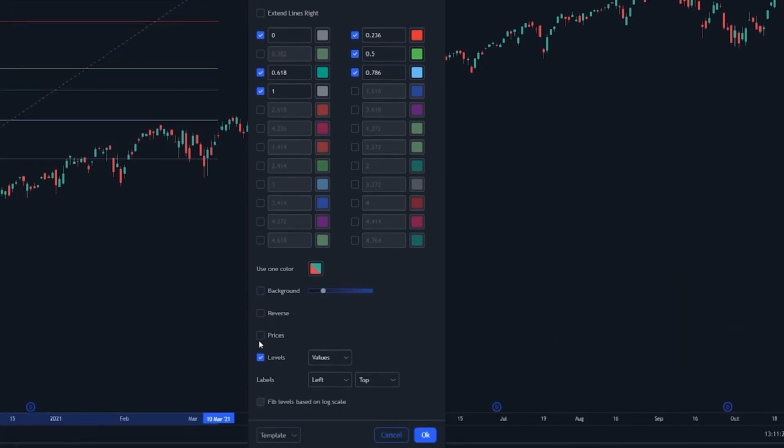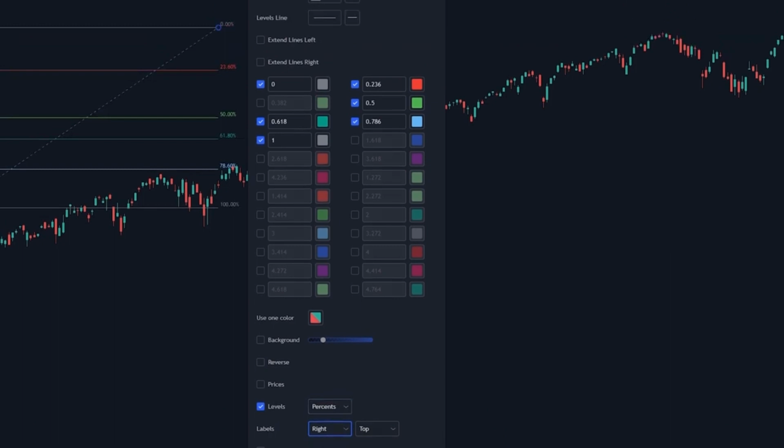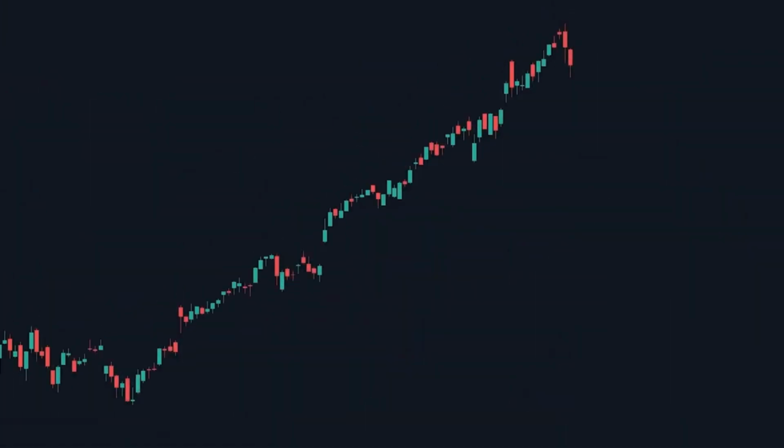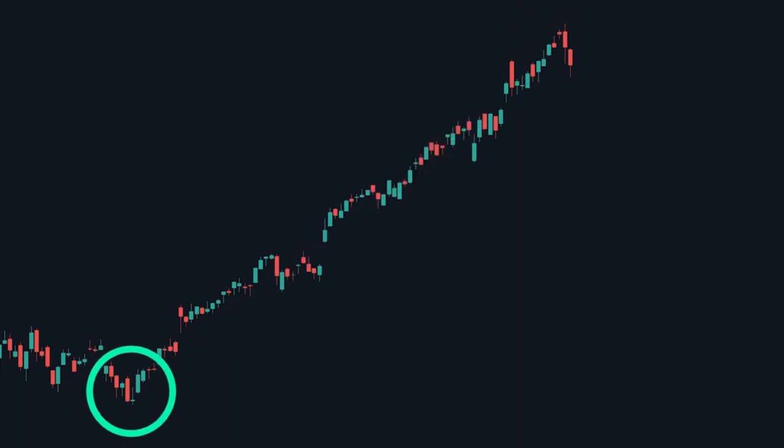Then uncheck prices and change the levels from values to percents. Also, change your labels from left to right. These are the settings that I have found work best for me, and it makes it really clean on the chart. So now that we have the correct settings, let's move on to how to use the tool correctly. First things first, we need to find a clear trend. In this example, you can see a clear trend with a swing high and a swing low.